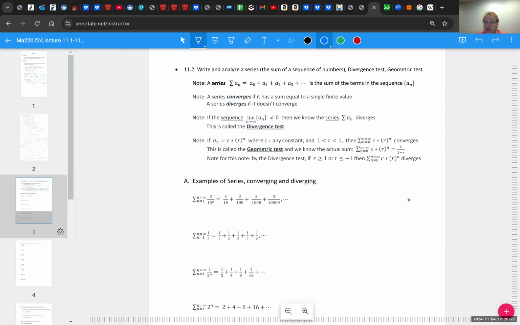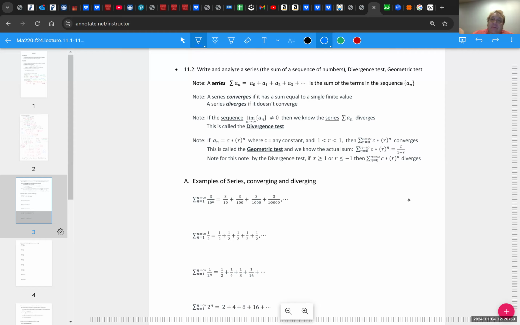So a sequence is a list of numbers, and we analyze a sequence by using a limit to look at where the sequence is tending towards. A series is a sum of numbers. We're adding a bunch of numbers together, and we analyze a series by seeing if the sum is a finite value or something else. All right, let's talk about our first two tests for the convergence or divergence of a series, of the sum. Series is the sum.